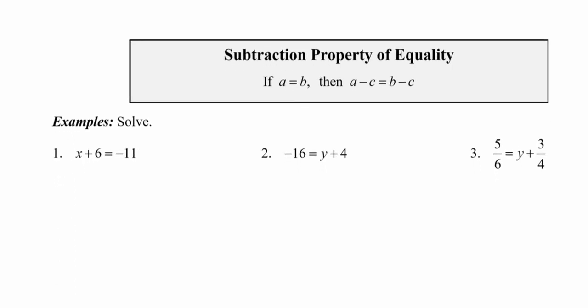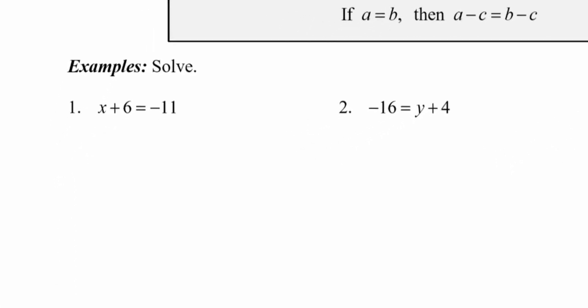We want to solve for x. X plus 6 equals negative 11. We want to know what number do we add a positive 6 to and get a negative 11 answer. So the subtraction property of equality can help us, especially if you're not as strong with positive and negative numbers. Sometimes it's a little confusing.